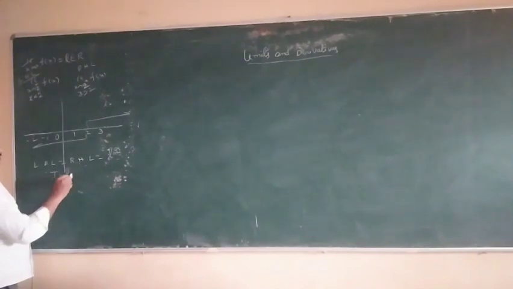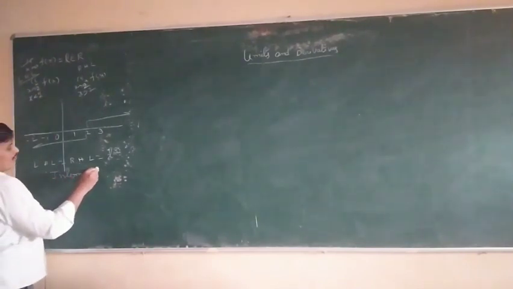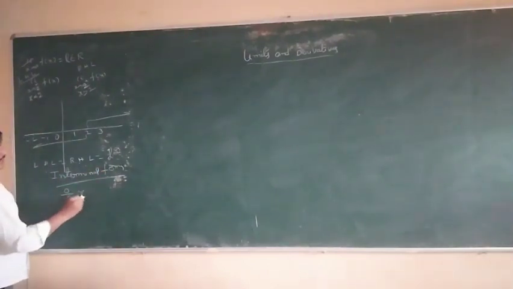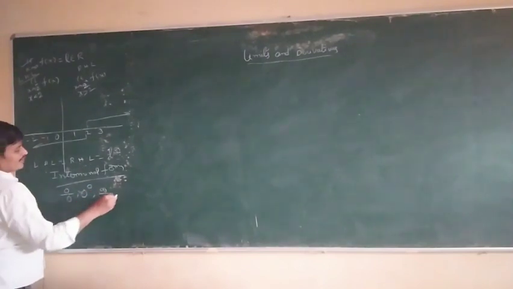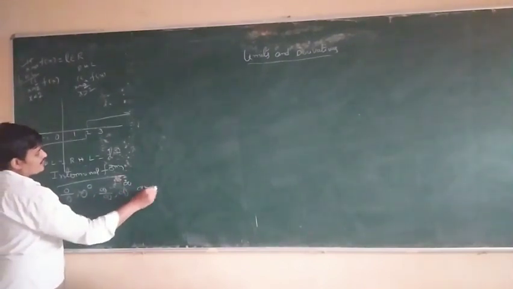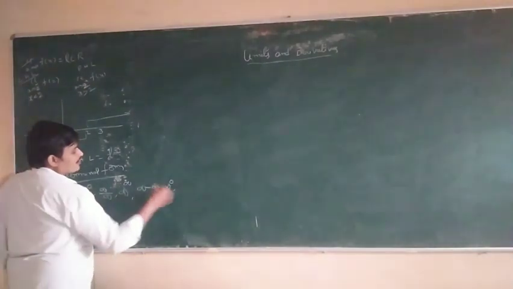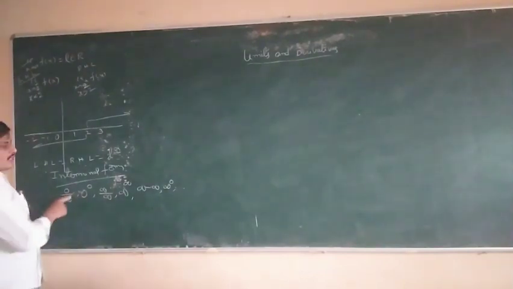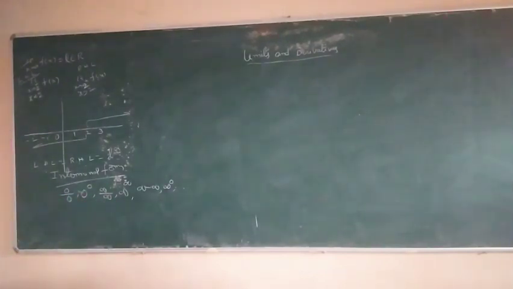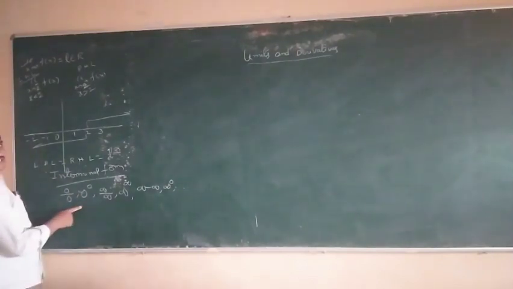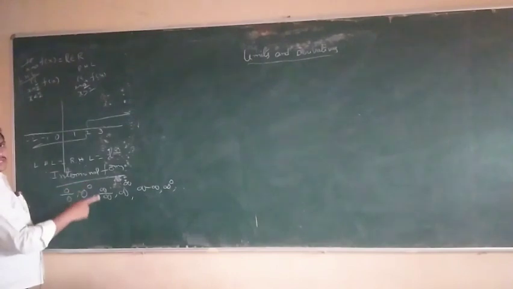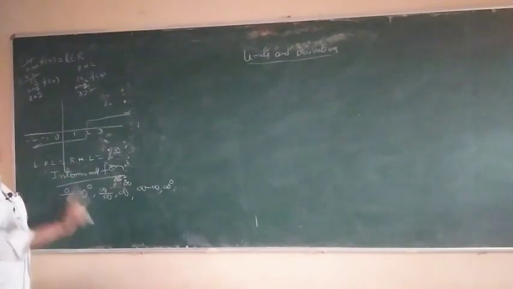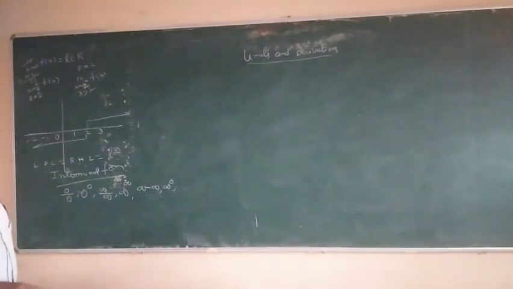Without the indeterminate forms. What are the indeterminate forms? 0 by 0, 0 power 0, infinity by infinity, infinity power infinity, infinity minus infinity, infinity power 0 and so on. These are indeterminate forms. These values should not come. If such values come, then what should we do?